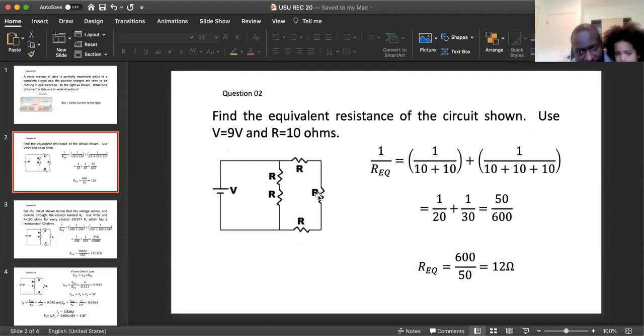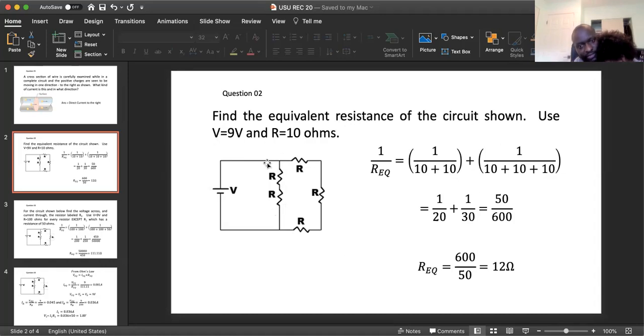These three are in series, these two are in series. These two summed up in series, 10 plus 10, 20, that's what I have here. 10 plus 10 plus 10, 30, that's what I have here. Those combinations are in parallel. The ones that are on the same straight line are series. The ones that are separated in two branches, where if you cut one branch, current can still flow through the other branch, that's how you know they're in parallel.